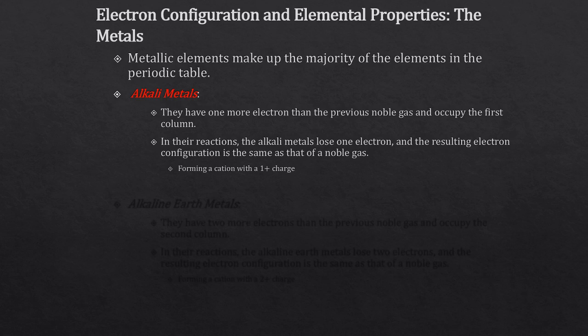These have exactly 1 more electron than the noble gas before them. In reactions, they tend to lose this electron so that their configuration matches that of a noble gas. And this also means they tend to form a cation with a +1 charge. This is really helpful for some future chapters where we start doing compounds. So we start introducing some ideas here.